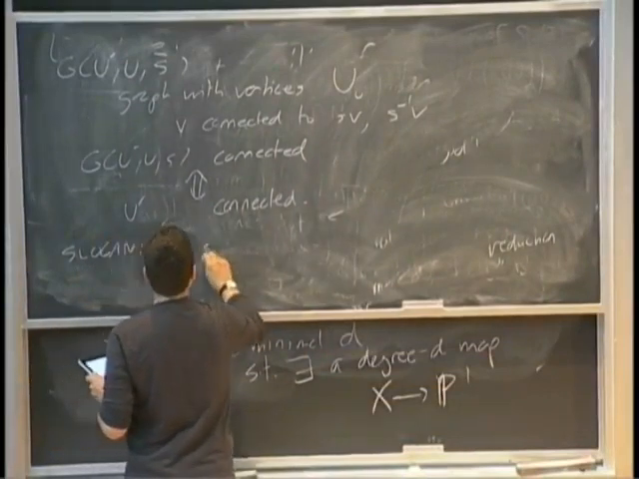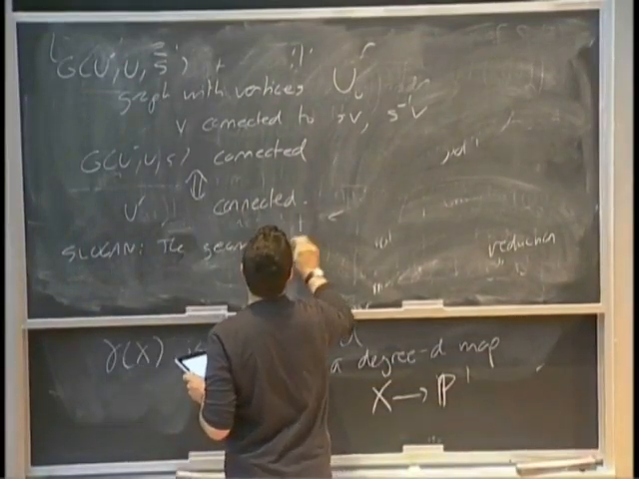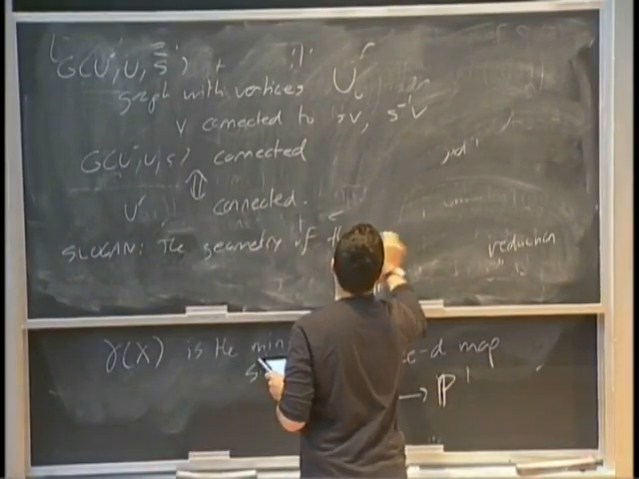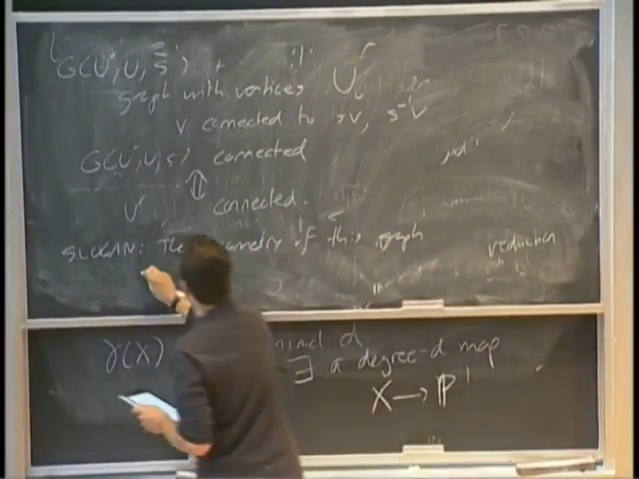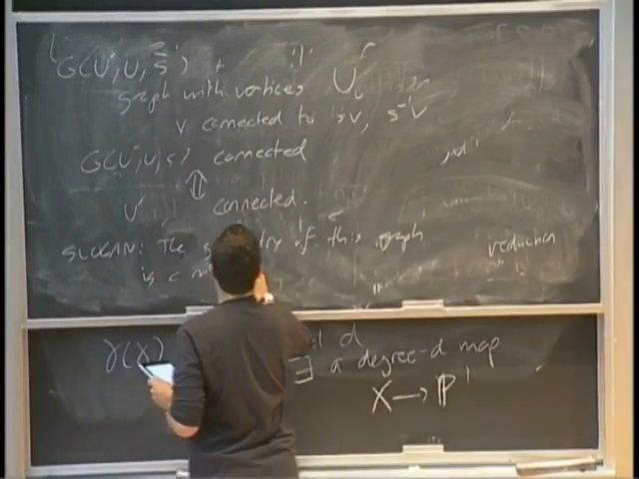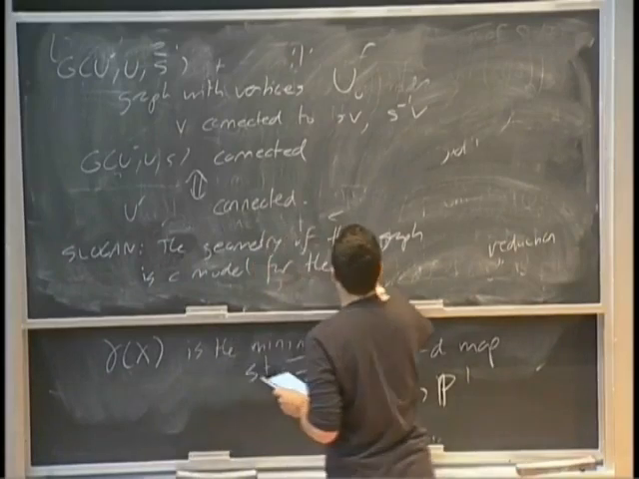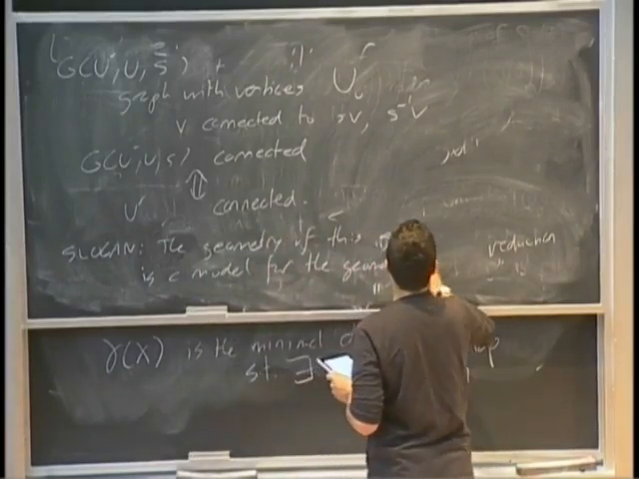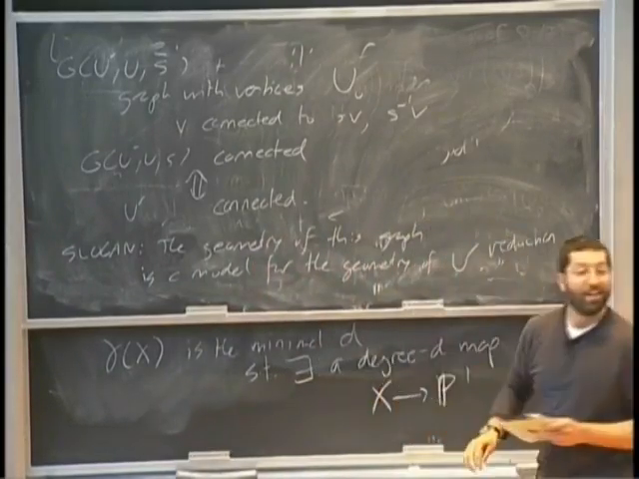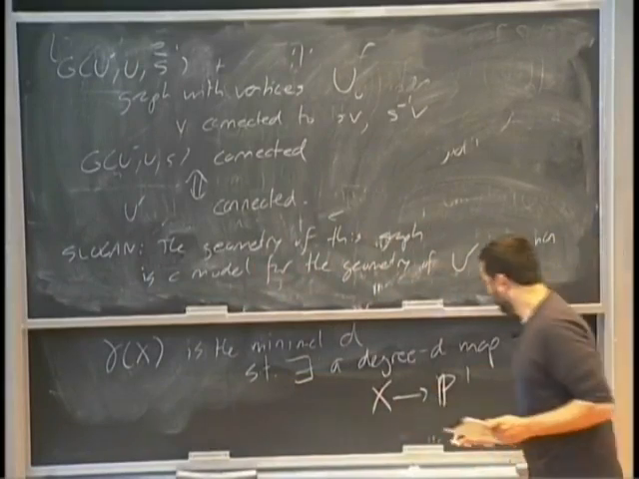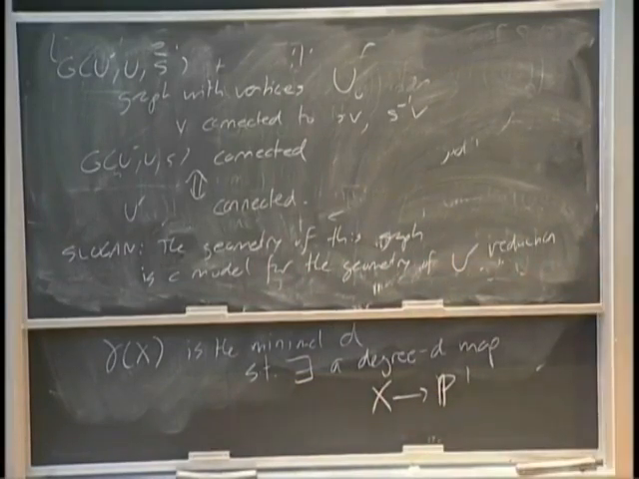So this is the shadow of a more general slogan, which says that the geometry of this graph is a model for the geometry of the algebraic curve U prime. And I guess the way I think of it, there's probably no good will come of my trying to draw this picture, so maybe I'll say it in words.